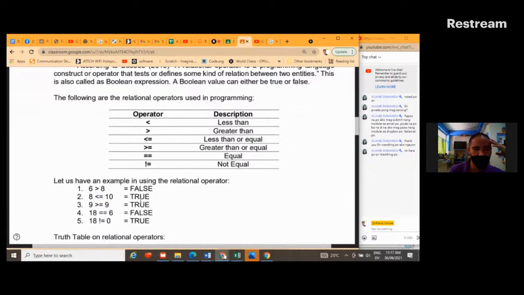9 is less than or equal to 9. This is true because 9 is equal to 9. 18 is equal to 6. This is false because 18 is not equal to 6. 18 is not equal to 0. That is true because 18 is not equal to 0.